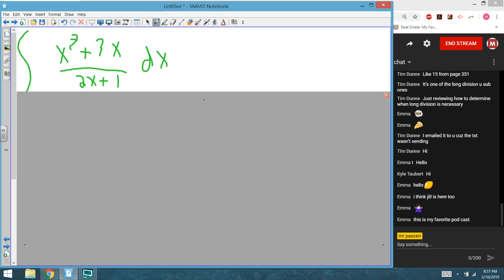Oh, jeez. So we make the u equal to 2x plus 1, and then du would be 2dx or something like that, but it just wouldn't work out. And we kind of talked about that, Tim. I think we kind of covered that.